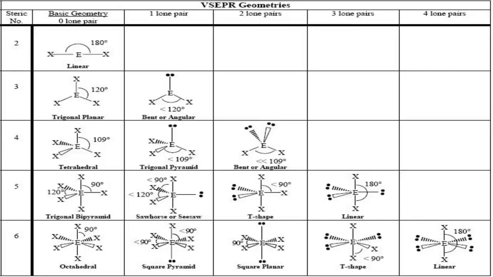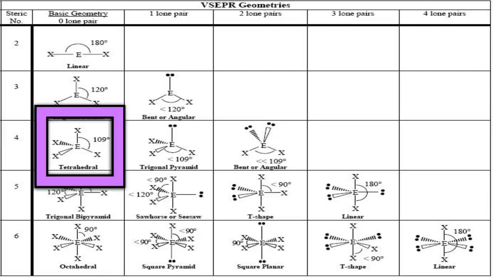Now look at your table. Go down to steric number 4. And then because carbon doesn't have any lone pairs, we're going to go to the first structure, and this represents what we're working with here, a tetrahedral structure.